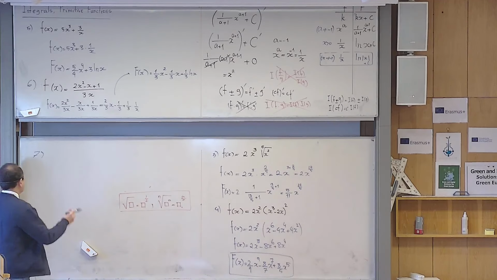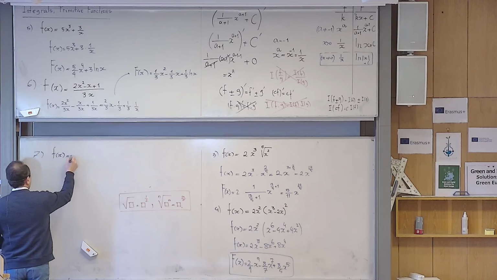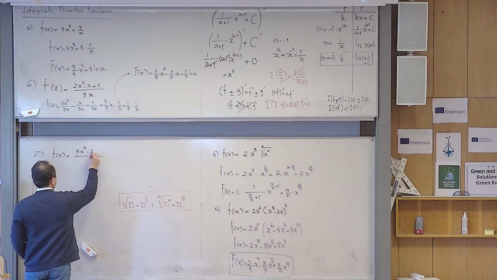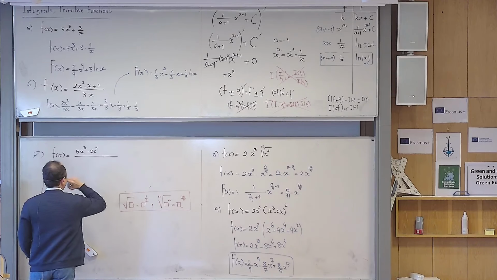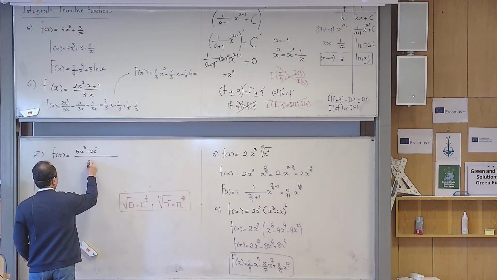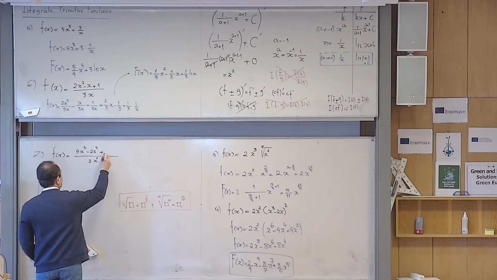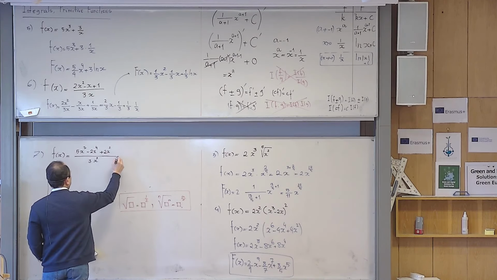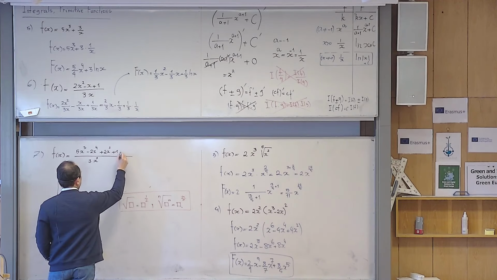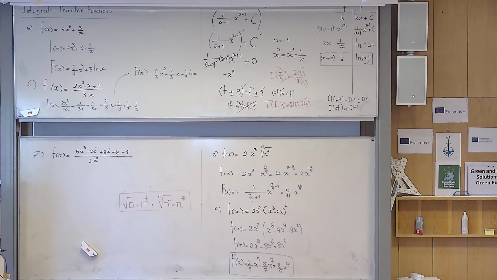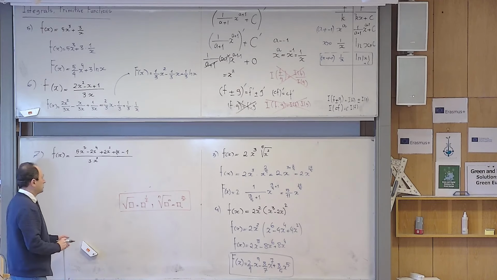Okay, what do you think about this function? F of x equals 5x to the power of 3 minus 2x to the power of 4. Let me decide about this. I would write it as 3x to the power of 2, and then I would write plus 2x squared plus x minus 1. Okay, you can start doing this. I will write one more for you.